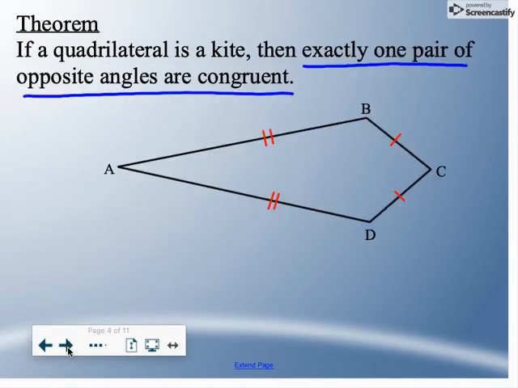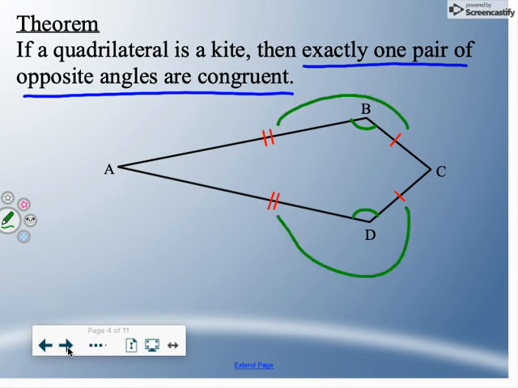Next one, if a quadrilateral is a kite, then exactly one pair of opposite angles are congruent. So we look here, the pair of angles that are congruent are these ones that are in between the two sides that are not congruent. It's always those angles in between the two non-congruent sides, so never the angles in between the two congruent sides.